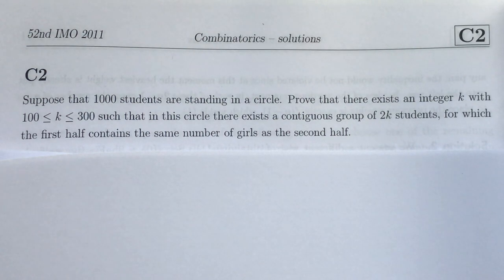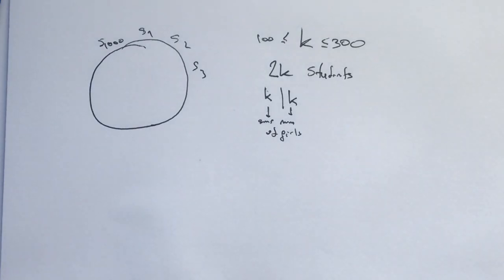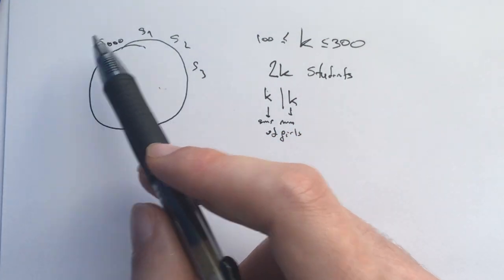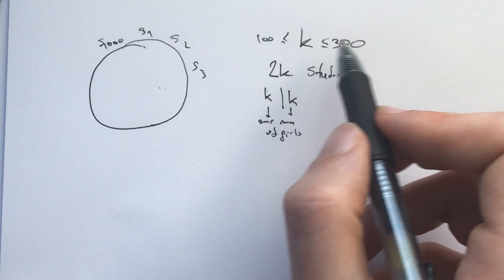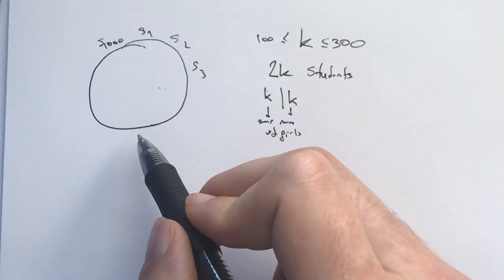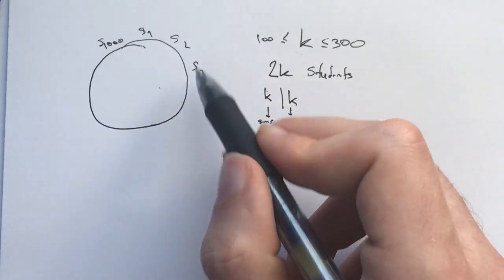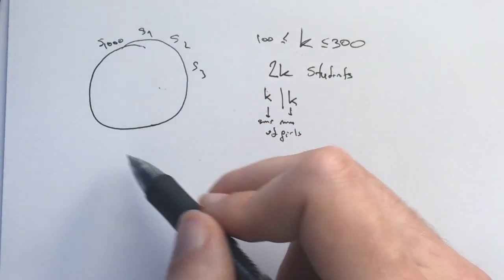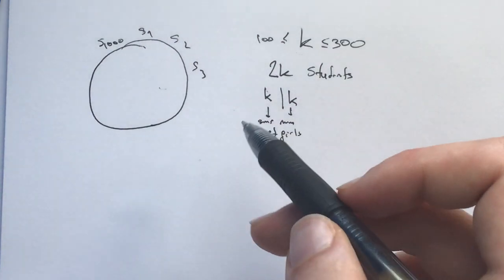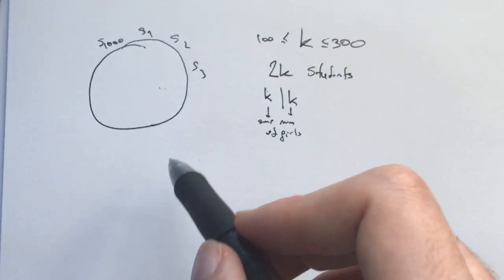And now, let's begin. So in summary, we have 1,000 students on a circle, and they are either girls or boys, and we must prove there exists an integer k such that we can pick 2k consecutive students such that the first k of those 2k students and the second k of those 2k students have the same number of girls in those two groups. In the first k, there's the same number of girls as in the second group.